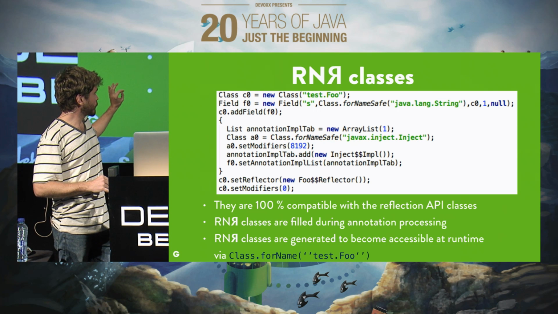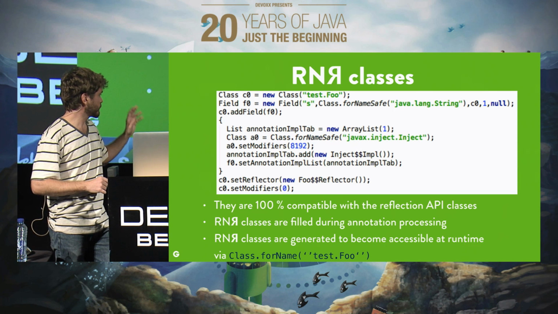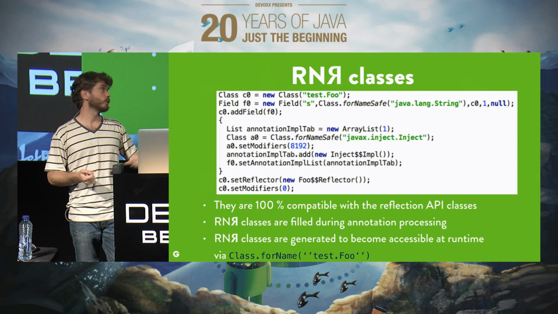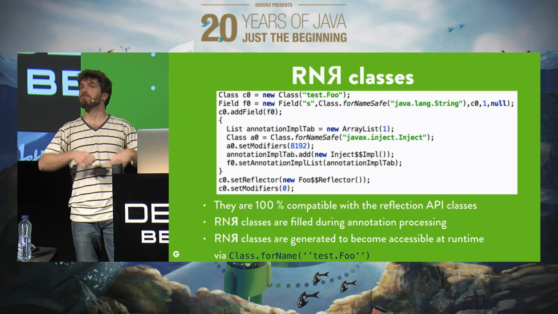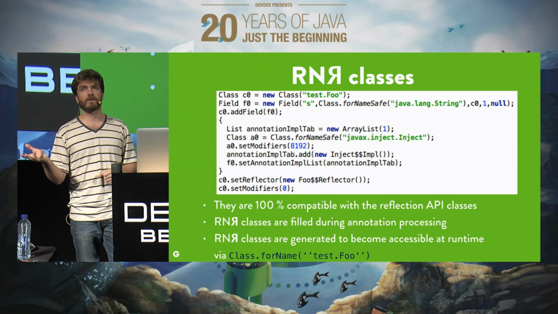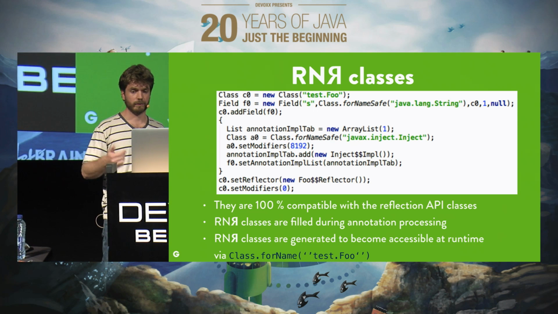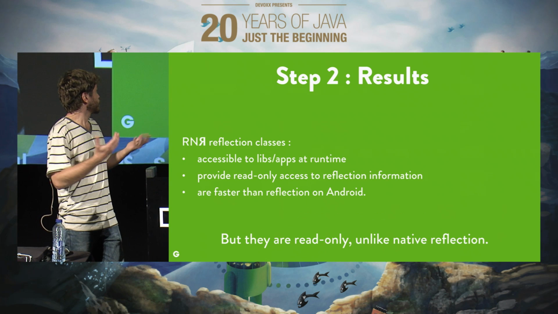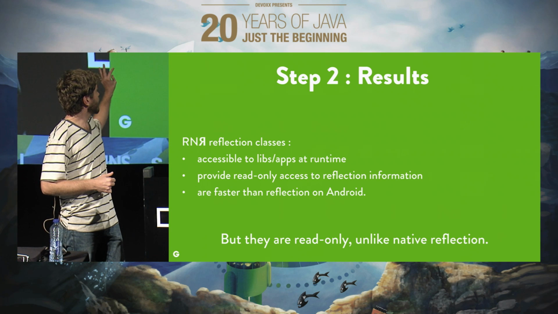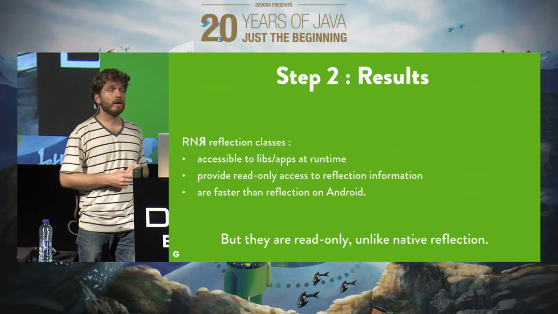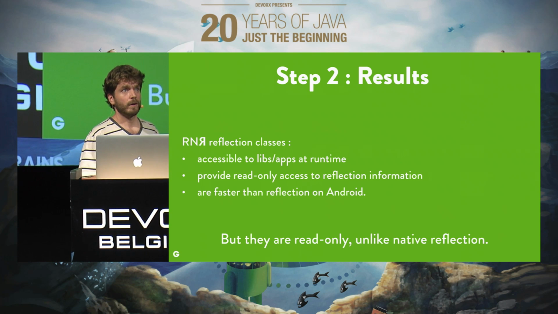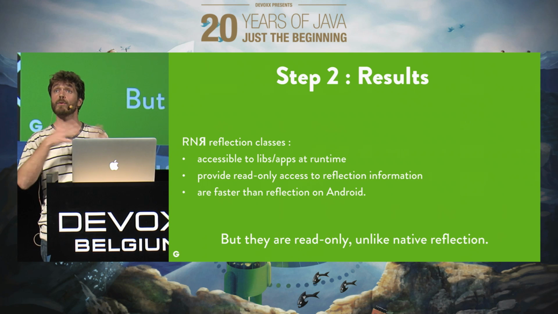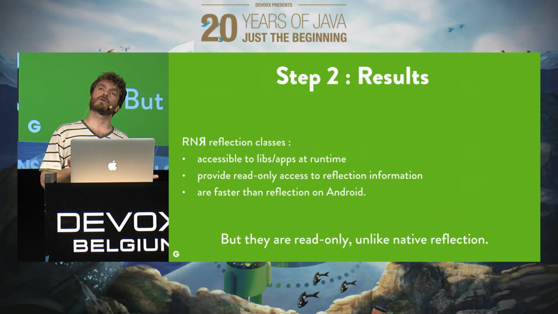We're going to use the classes that are filled during annotation processing. They are going to be available at runtime in pretty much the same way as you would use reflection. So for instance, you could use Class.forName with a class name, and you would get an R&R class that you can use to ask for fields, methods, constructors. So after step 2, what we have as a result is R&R reflection classes that are available to libraries and applications. They will expose something that is completely compliant with reflection. It will be available at runtime, and it's much faster than reflection.